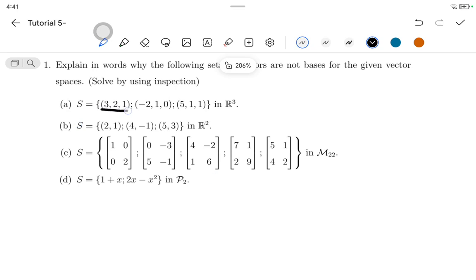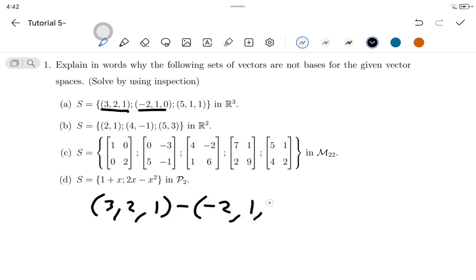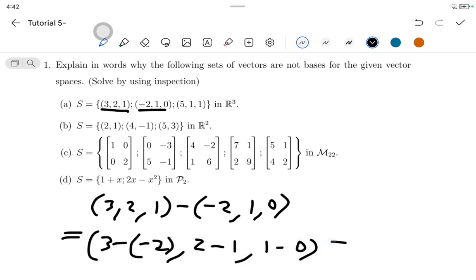if we take this vector minus this vector, if we say (3, 2, 1) minus (2, 1, 0), this will be equal to (3 minus 2, 2 minus 1, 1 minus 0), which will be equal to (5, 1, 1). We say right? So the third vector can be expressed as a linear combination of vector 1 and vector 2. We say right now. So this thing cannot be a basis. So it cannot be a basis.